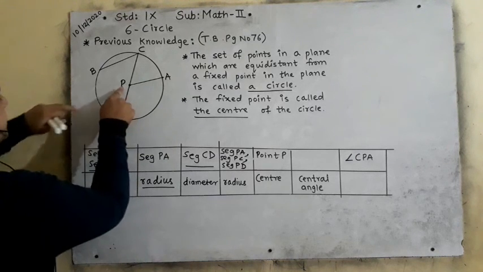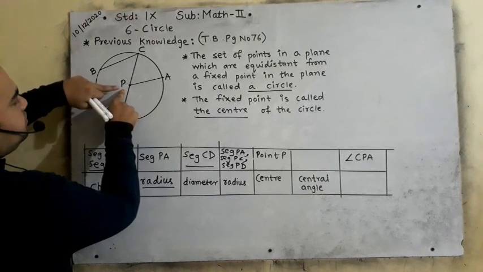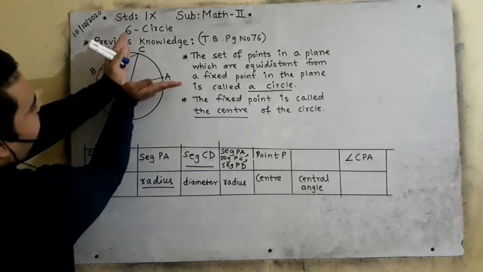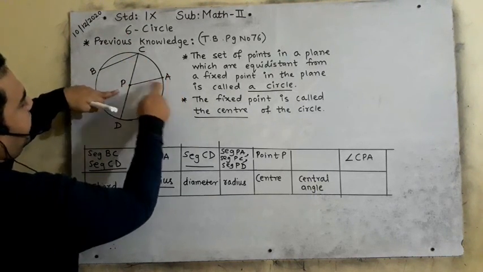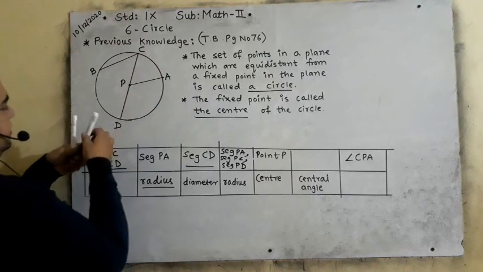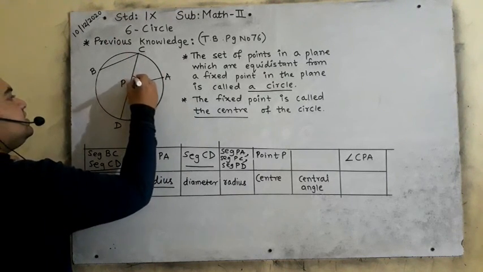Can you see here? It is a center, fixed point. Point P is the center. Can you see this angle? CPA or APC. It is an angle.